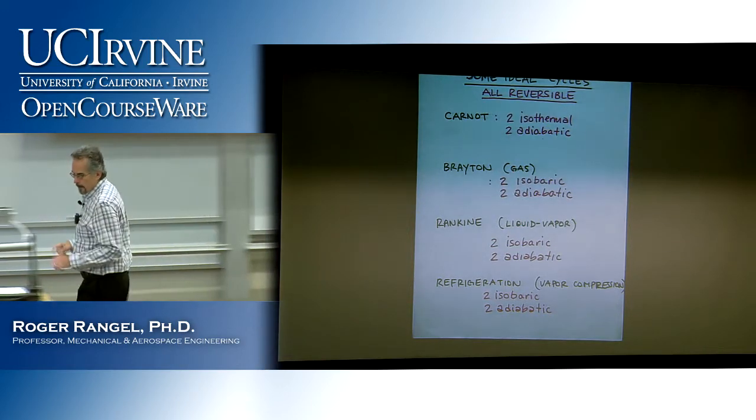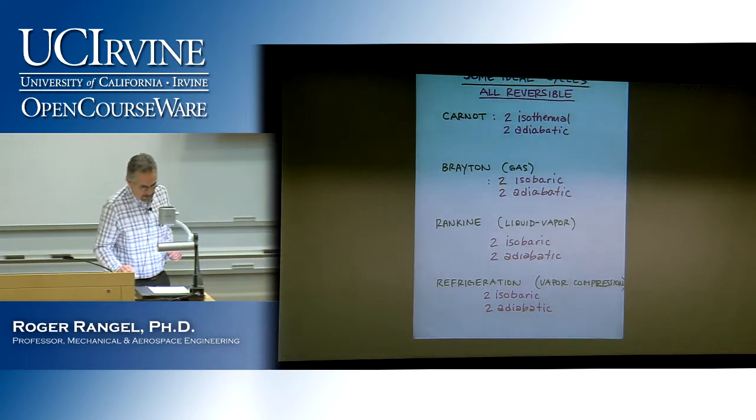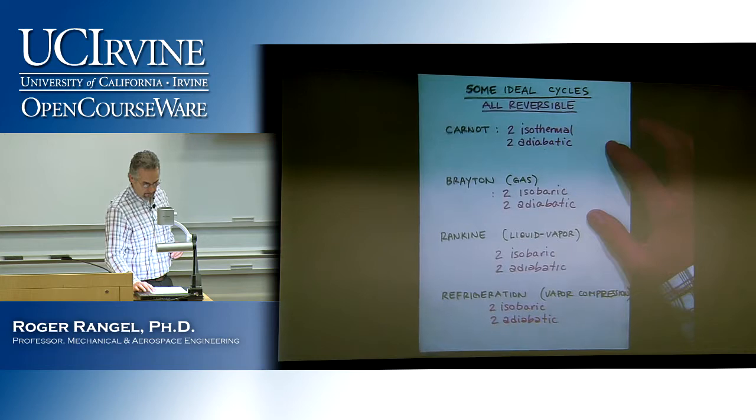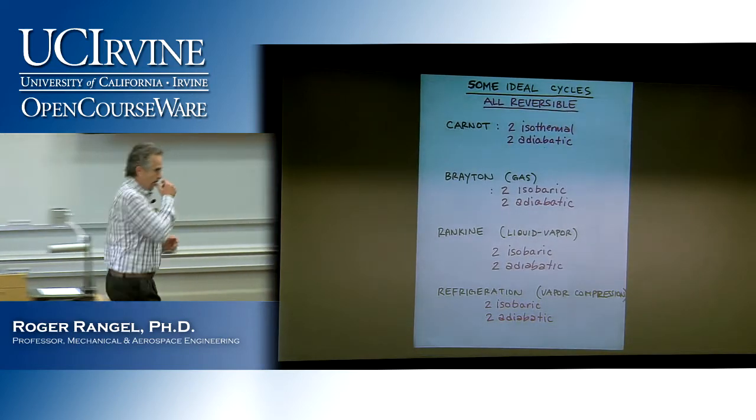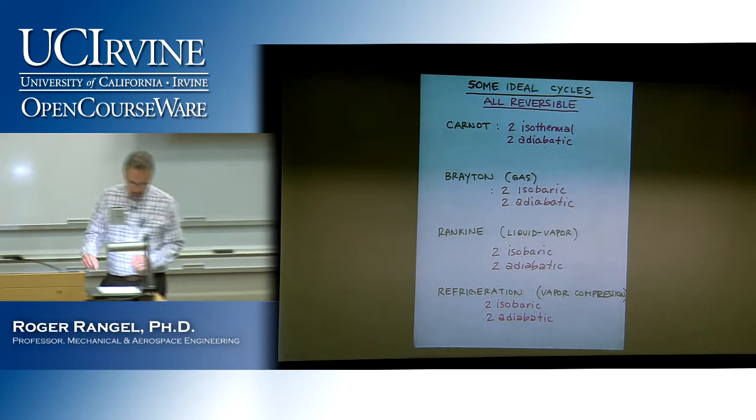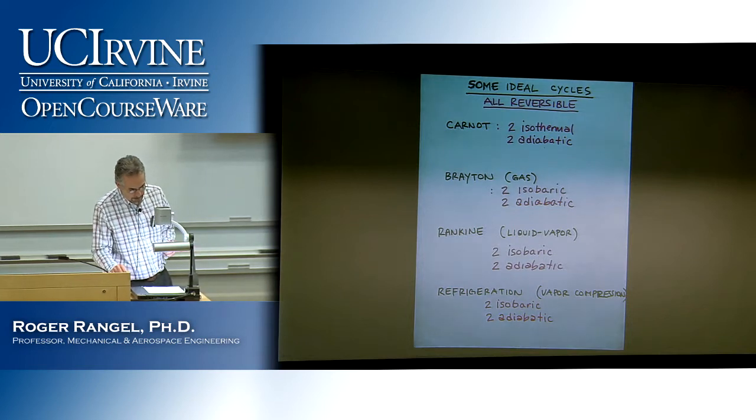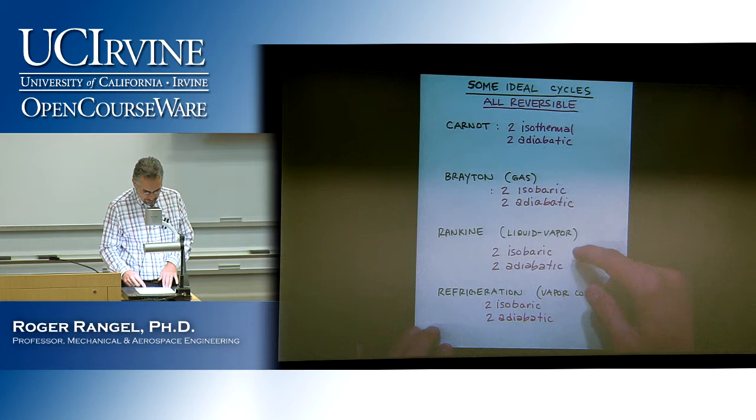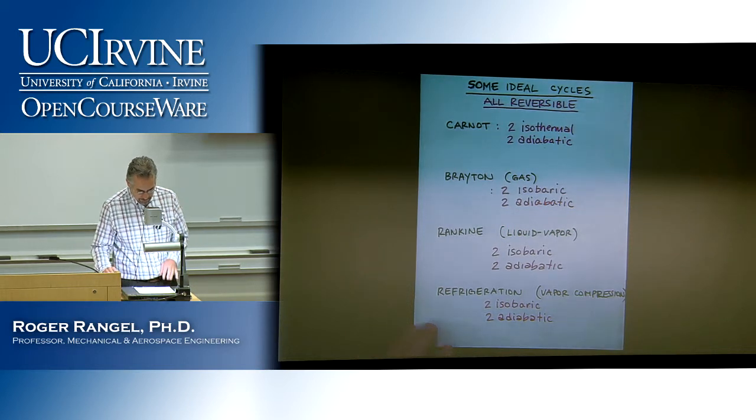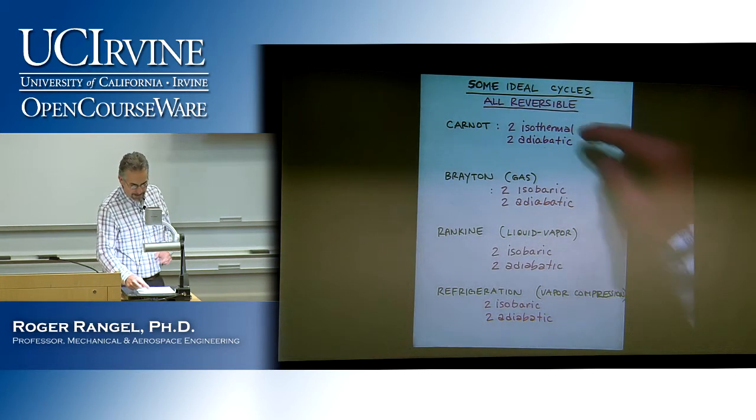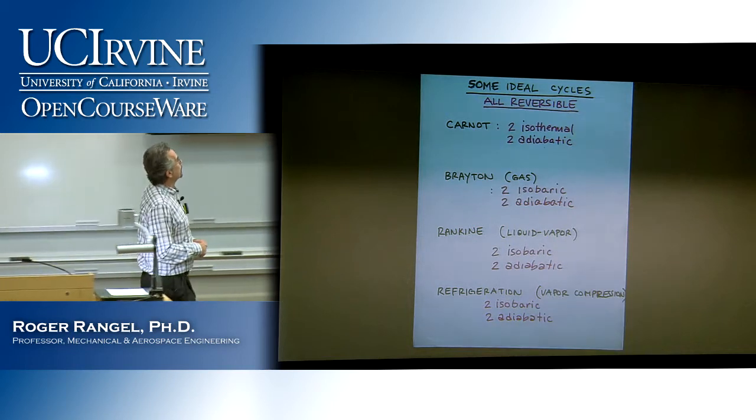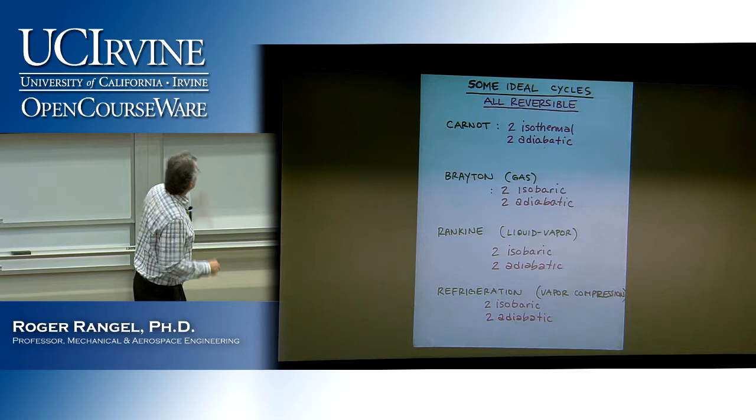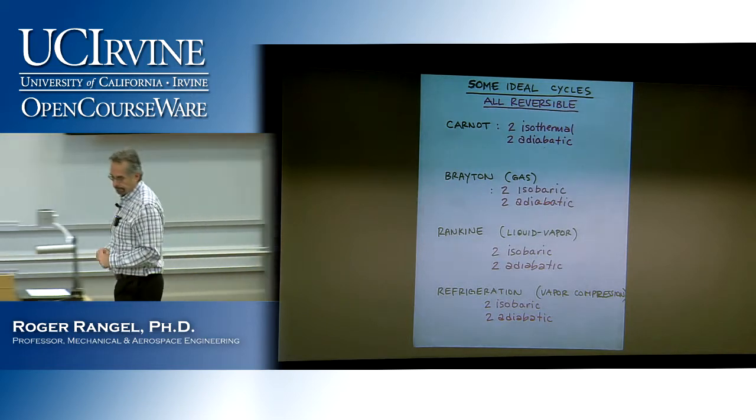So Carnot we have already seen. I note here that these are all reversible, so these are all ideal cycles. The Carnot we have seen: two isothermal, two adiabatic. Then as you can see, the other three, the Brayton cycle, the Rankine cycle, and a refrigeration cycle, simply replace the two isothermal with two isobaric. So it's two isobaric and two adiabatic for the other three.